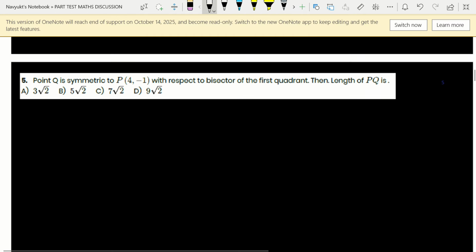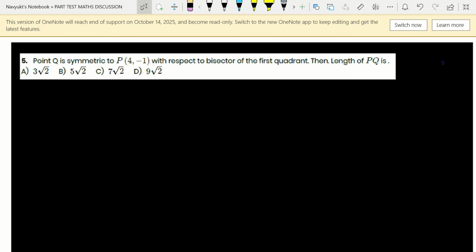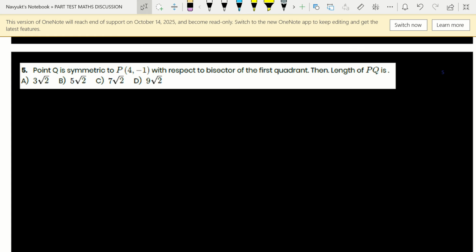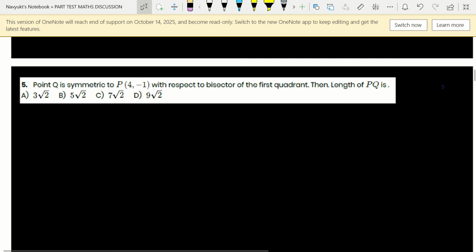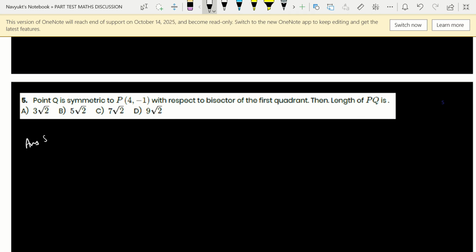We'll get to our question number 6. Point Q is symmetric to P (4, minus 1) with respect to the bisector of the first quadrant. Fine. So the length of PQ we need to find. It's again a very basic graphical question, because you know the angular bisector of the first quadrant is nothing but this line, which is the y equals x line.